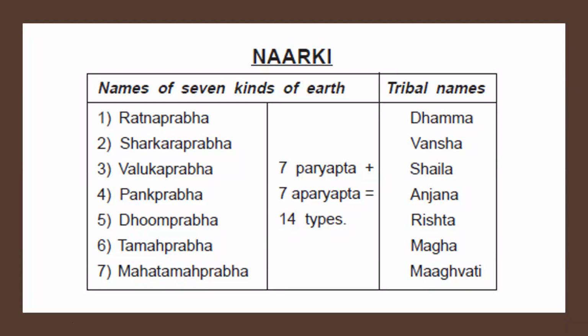Now, one thing to remember is the Jeevs of the Devlok and the Jeevs of the Narki do not die in the Aparyapt Avastha. They always complete all the 6 Paryaptis and they all become Paryapt. And the Jeevs of human and Tiryanch can die in the Aparyapt Avastha. So that is a difference between humans and Jeevs of Narak and Devlok.